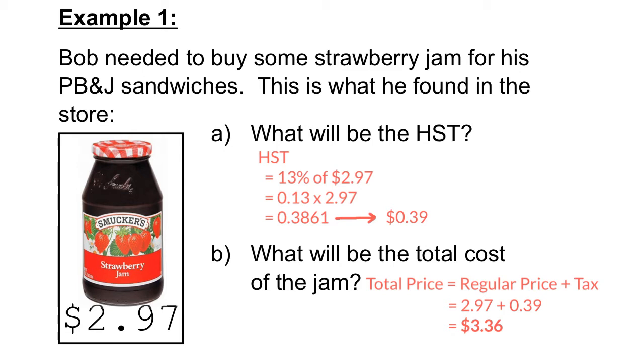So the takeaway from this question is that anytime you are trying to figure out the total cost of an item, you have to add the tax. And sales tax in Ontario is always 13% of the item's cost.